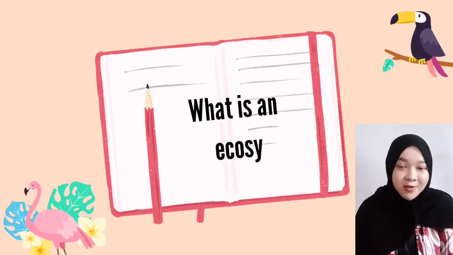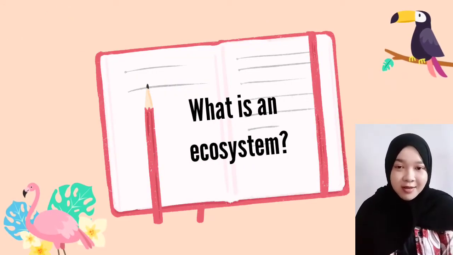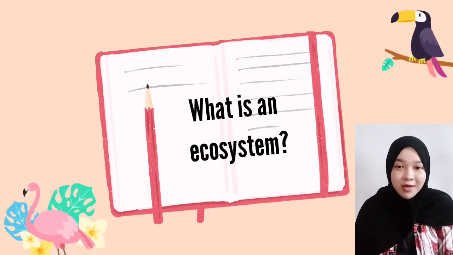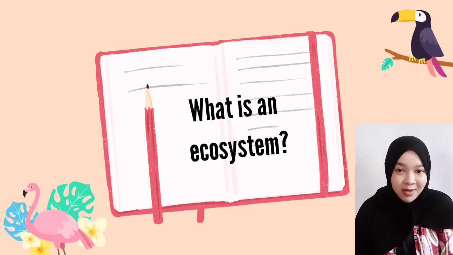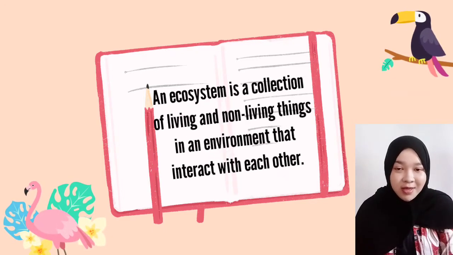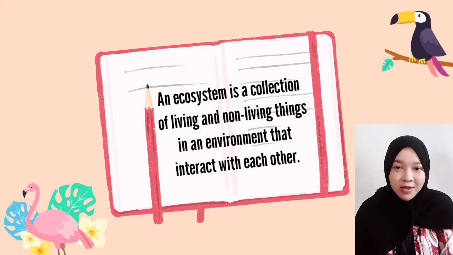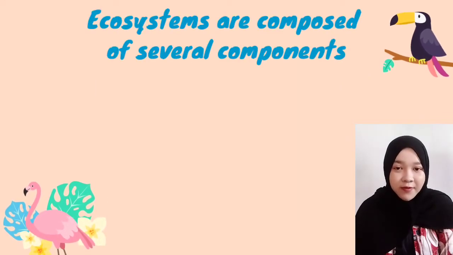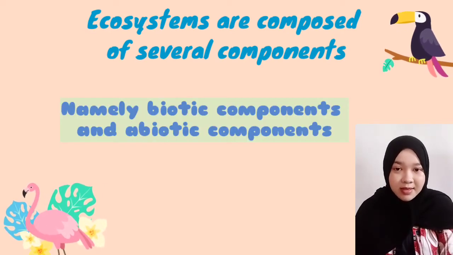Okay, let's go to the first discussion, namely the meaning of ecosystem. Do any of you know what an ecosystem is? So, an ecosystem is a collection of living and non-living things in an environment that interact with each other. Ecosystems are composed of several components, namely biotic components and abiotic components.